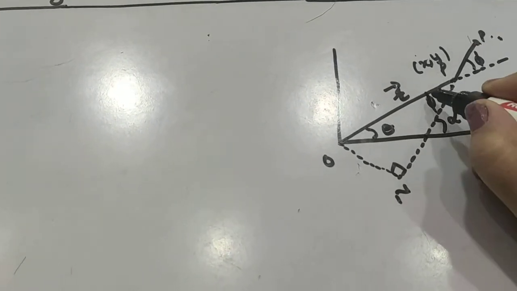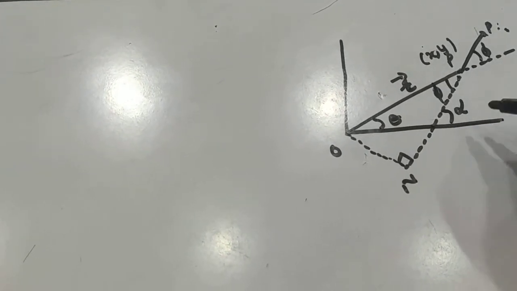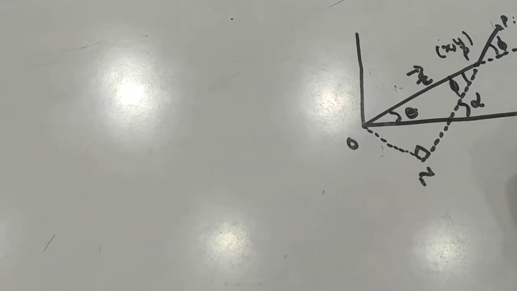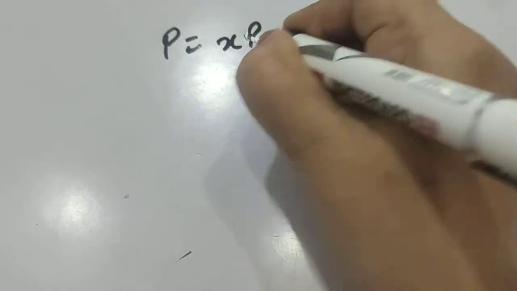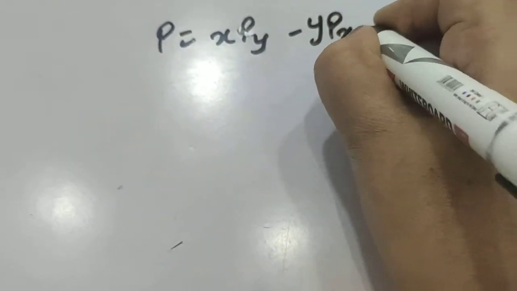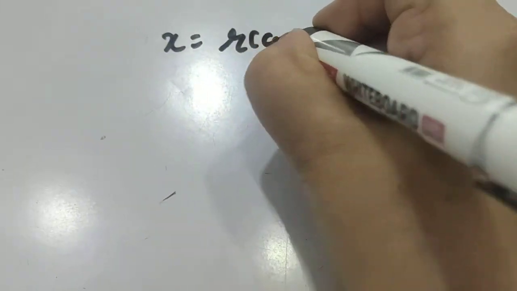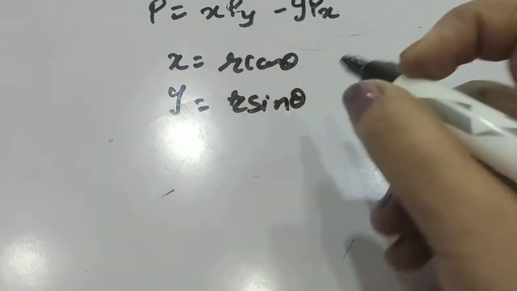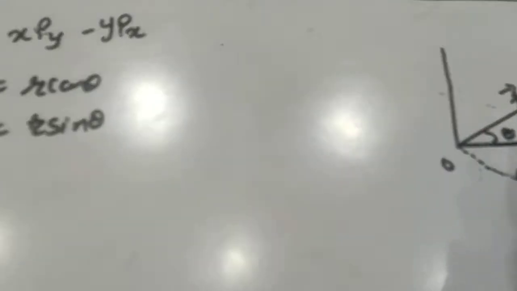This angle phi is made by the momentum with the position vector, and alpha is the angle made by linear momentum with the x-axis. Now we came to know that angular momentum is equal to x py minus y px. Now resolving, we know that x is equal to r cos theta and y is equal to r sin theta.